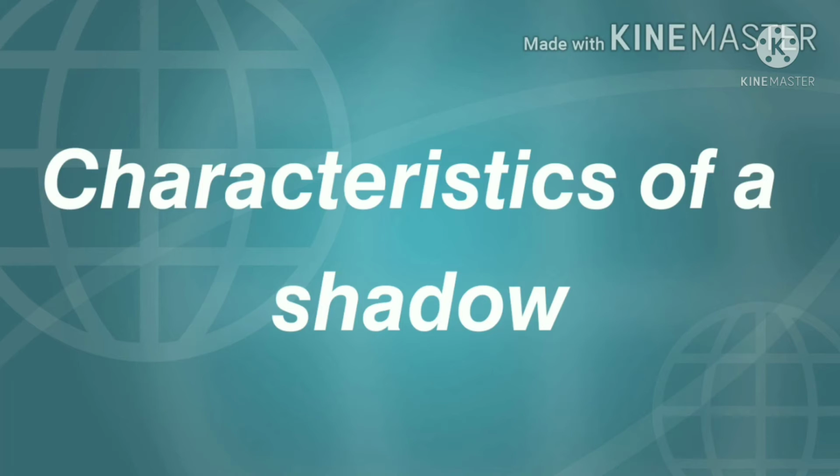The shadow is always black, regardless of the color of the object used to make the shadow. If the object is white or blue or green or red, any color, the shadow is only black in color. Next, it only shows the shape or outline of the object and not the details.